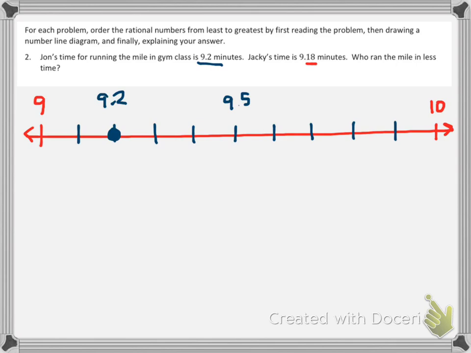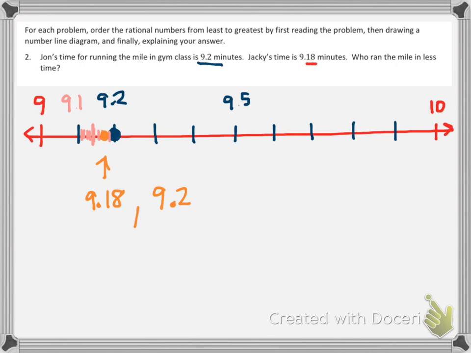And then I need 9.18. Well, 9.18 would be bigger than 9.1, which would be this one. Bigger than that, but less than 9.2. So if I split this into 10, 1, 2, 3, 4, 1, 2, 3, 4, something like that, these would be hundredths. So I've got 9.10, 9.15 would be here, 9.16, 17, 18. So 9.18 is somewhere right in there. And that one will be 9.18. So now I can see left is less. The smaller number is 9.18, followed by the bigger number, 9.2.